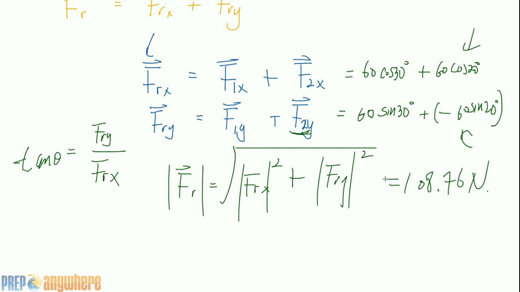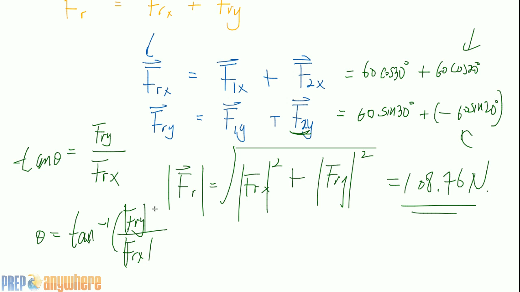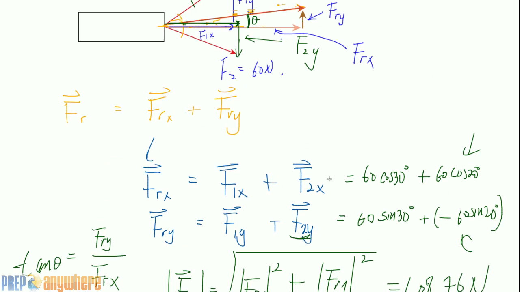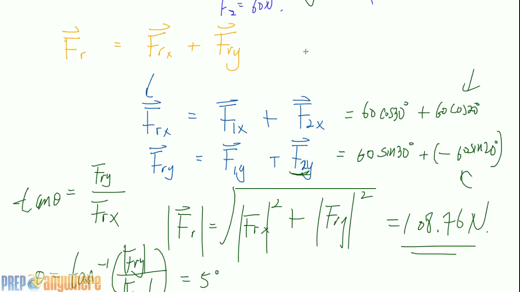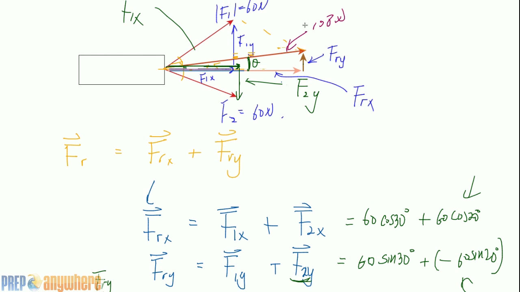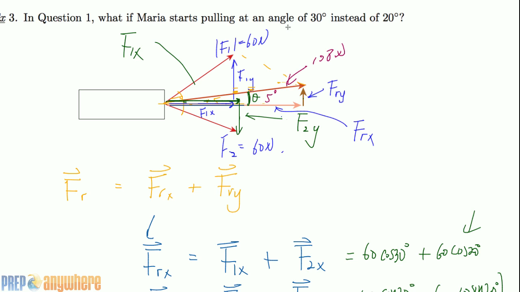So that's the magnitude which we're pulling at. For the direction, you get those values and put them into the inverse tangent. So we get 5 degrees. What that means is that this resultant vector here is approximately 108 newtons, and this angle here is 5 degrees. That's the resultant vector. So it's steering closer towards Maria, because she changed the direction to 30 degrees.